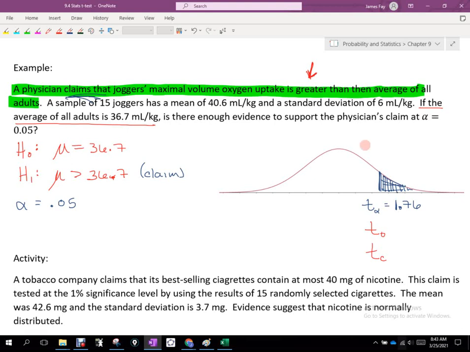All right, so to get the critical value, you're going to go to Excel and type in T.INV, and then it's your alpha, comma, degrees of freedom.